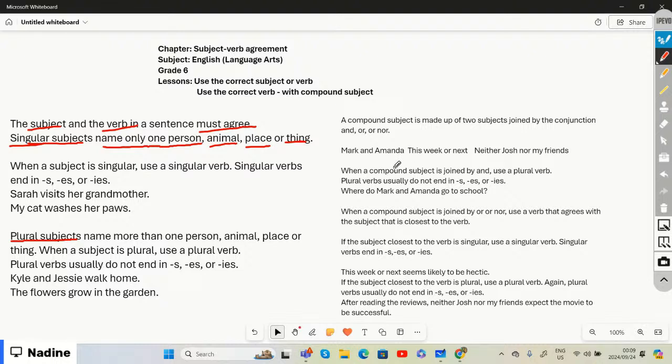And when a subject is singular, then we need to use a singular verb. That is why we say that a subject needs to agree with the verb, because once we use a singular subject, then we need to use a singular verb and they basically need to be in agreement with one another.